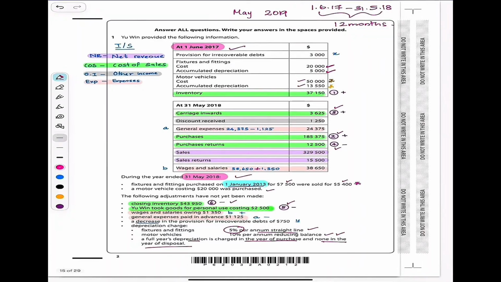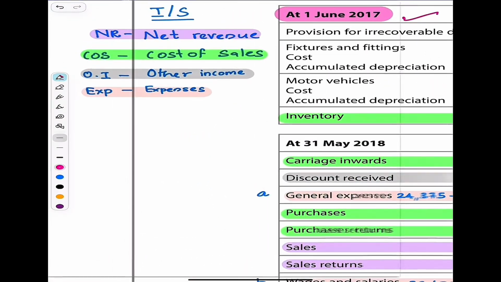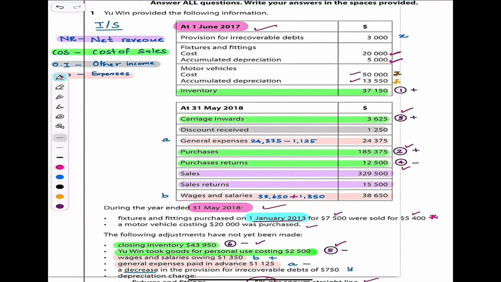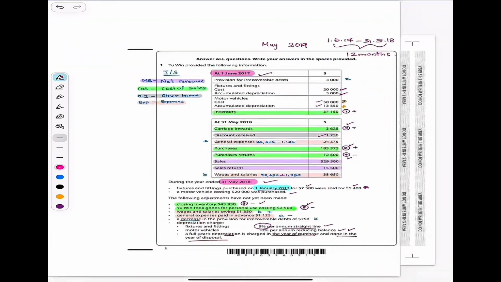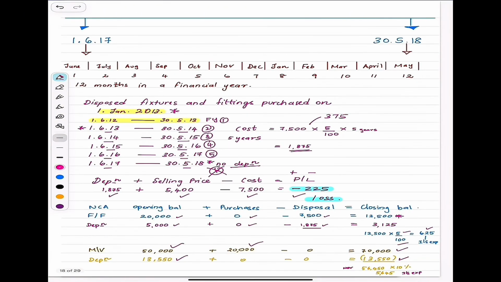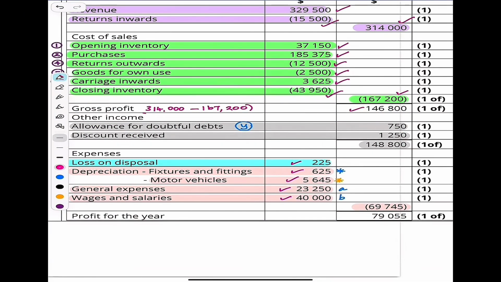Now let's complete the other income section. It's in grey. You can see you have only one other income in the question, which is discount received 1,250. So let's enter this into the format, and there's one more for provision for doubtful debt. We'll do it. Discount received 1,250.